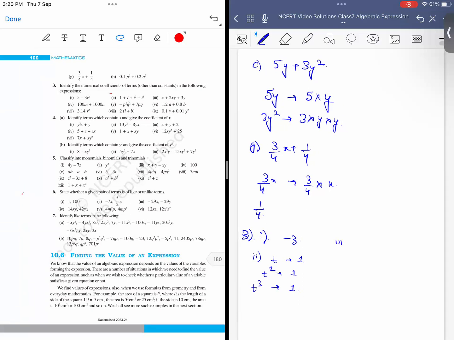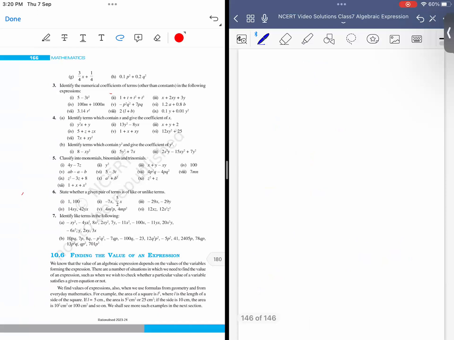Next, the third one, x plus 2xy plus 3y. What is the coefficient of x? 1. The coefficient of xy is 2, and the coefficient of y is 3. So likewise, we can do the rest of it. Okay, question number 4, A part.